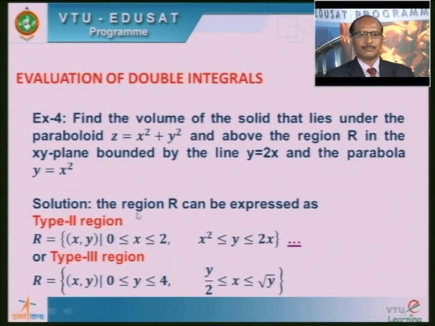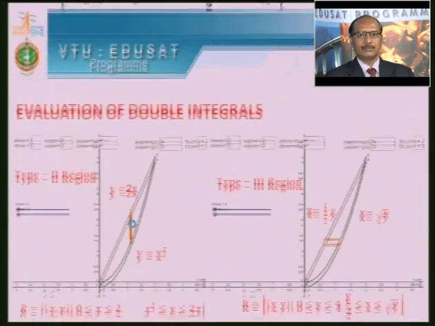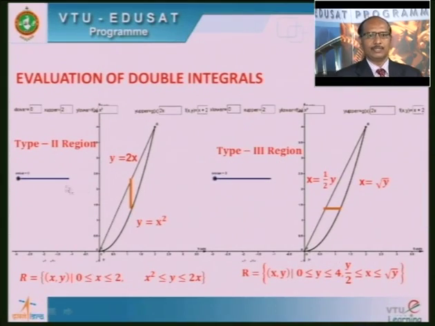Now, from these type 2 region and type 3 region, you can see the graphs here. In the type 2 region, y equal to x square is a parabola, y equal to 2x is a straight line, and x ranges from 0 to 2, it is clear, x equal to 0 to x equal to 2. The same problem in the type 3 region, the figure is the same, only the limits are changed here.